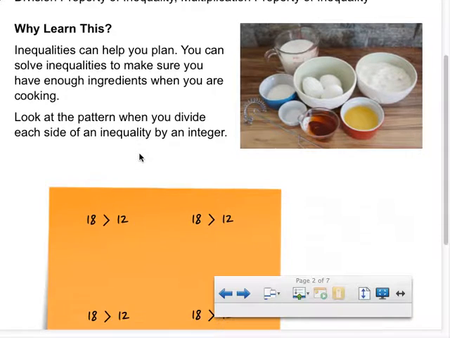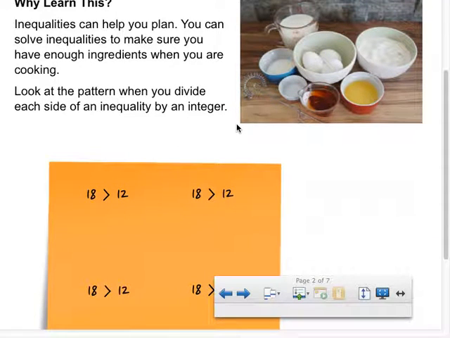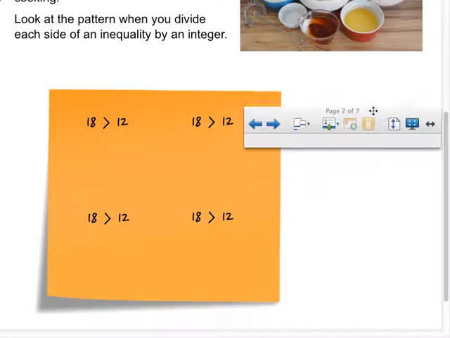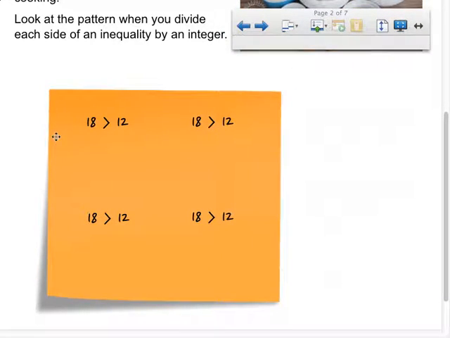Look at the pattern when you divide each side of an inequality by an integer. So let's take a look at this. Everybody see the post-it note okay? Okay, so I have the same inequality, but I want you to observe something. What am I doing to both sides of this inequality here? Dividing by 6. Let's go ahead and simplify it. 18 divided by 6 is what? 3. And 12 divided by 6 is? Okay. So class, is this still true? Is 3 greater than 2? Yes. Okay, so we have something that's true here.